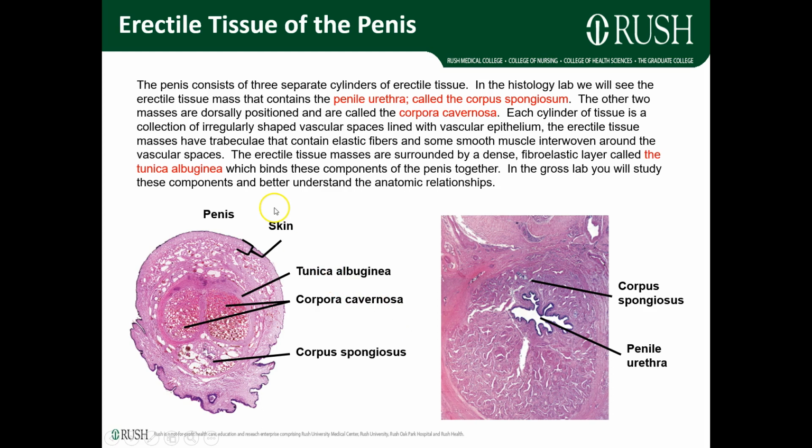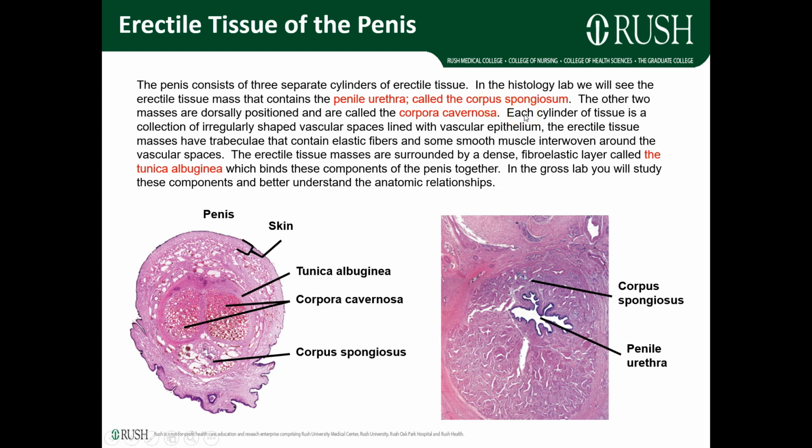So subsequent to this, the next part that we need to look at is the erectile tissue of the penis. The penis itself consists of 3 separate cylinders of erectile tissue. In histology lab, we see this erectile tissue mass that contains the penile urethra, known as the corpus spongiosum, and we have the other 2 masses which are located dorsally, and they are called the corpora cavernosa.